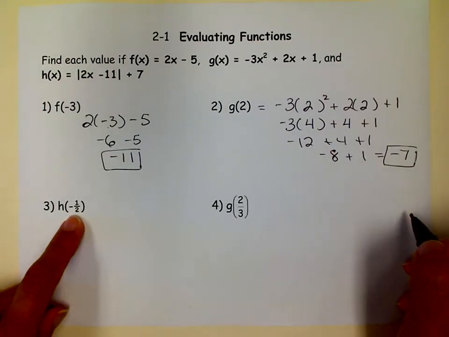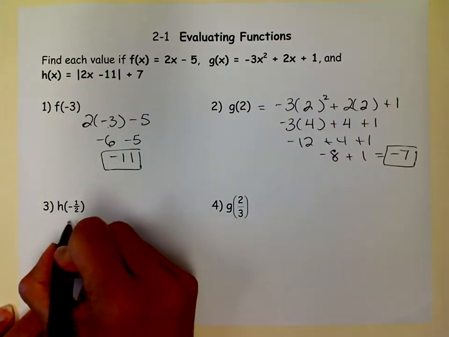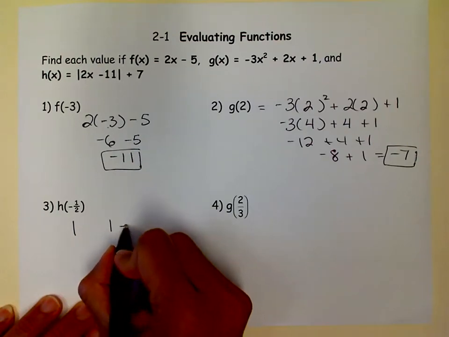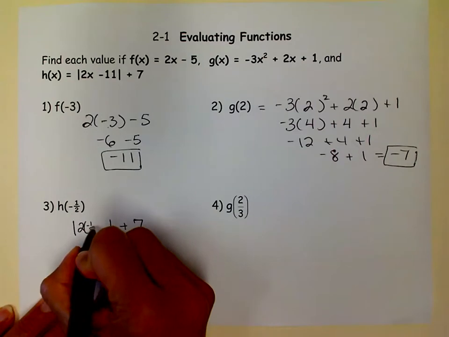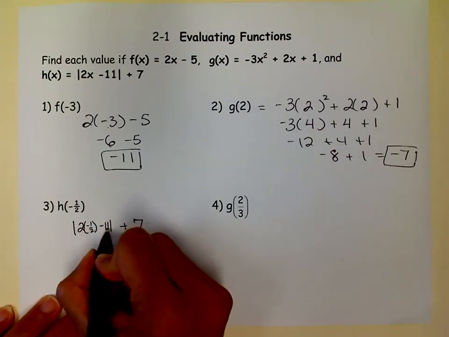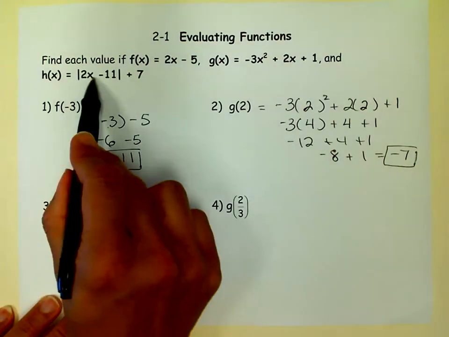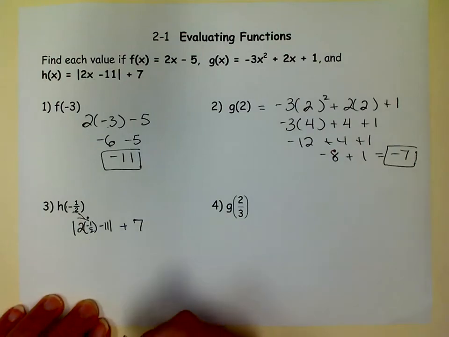H of -1/2. So I have to use h of x this time. So again, I like to rewrite h of x, but put parentheses, and then put that number in there, because I'm just simply taking out the x in both cases. They put a -1 in, 1/2 in, so I need to put a -1/2 in.